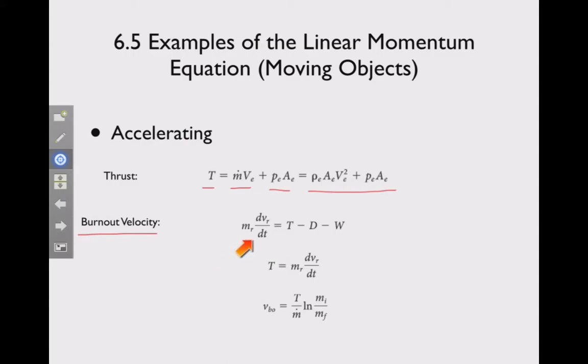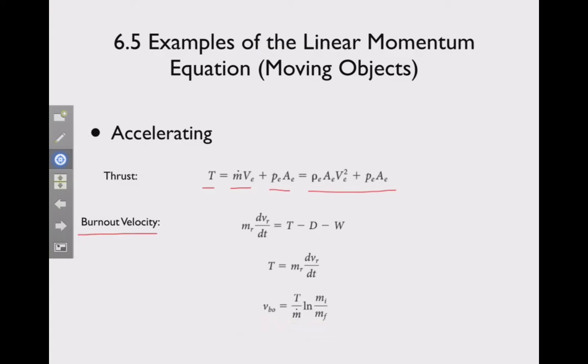A lot of times they will just ignore the drag and the weight. I'm not actually sure why they do that. That seems very strange to me. That seems like a bad assumption. But they reduce the thrust equation to just the thrust equals basically the acceleration of the rocket. From that, they can plug in for this value of the thrust into here, and they can solve the equation for what's called the burnout velocity, and they get this.